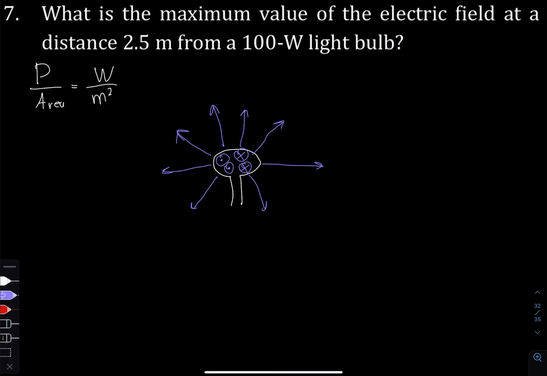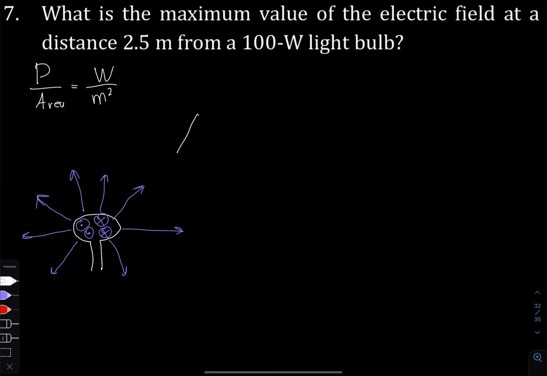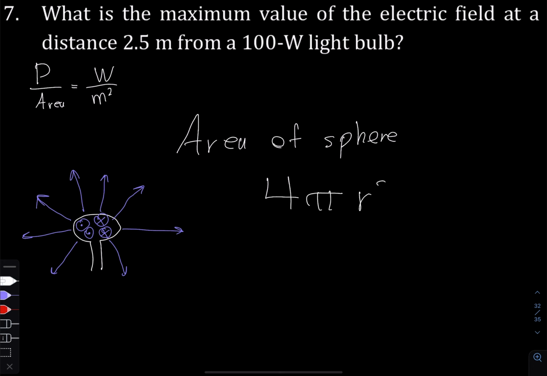As it goes in all directions, the light waves kind of go out in the shape of a sphere, if you can think of, in all directions, right? And for a sphere, to find the area of the sphere, because we need to find area, we're going to go ahead and use the equation that is like this. So the area of a sphere is 4 pi radius squared.